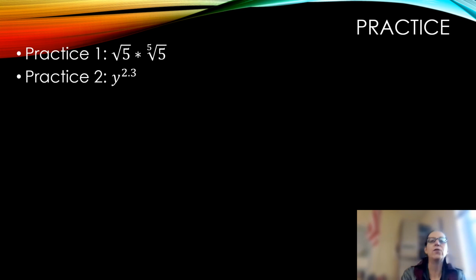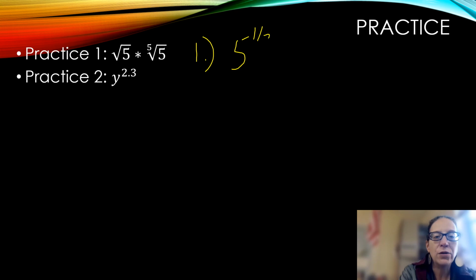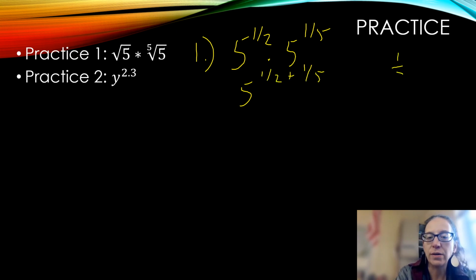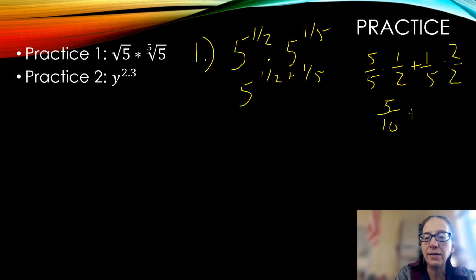All right, for that first one, this would be 5 to the 1/2 times 5 to the 1/5. And so to multiply those, we would add those fractions. And I'll go ahead and do that scratch work over here. So we end up with 5/10 and 2/10. So we will get 7/10.